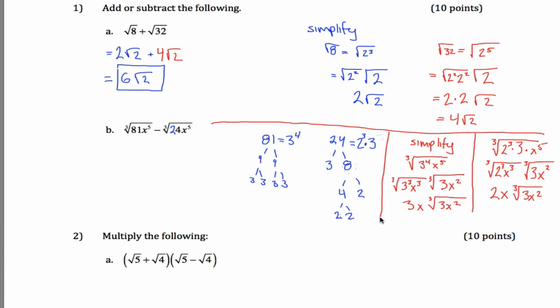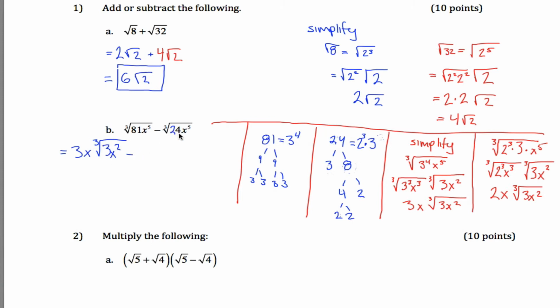Break these up a little bit. All right, and now I think I have enough information to finally do this problem. So I come back over here and I say I need the cube root of 81x to the fifth, but I just figured out that that was equal to 3x times the cube root of 3x squared.